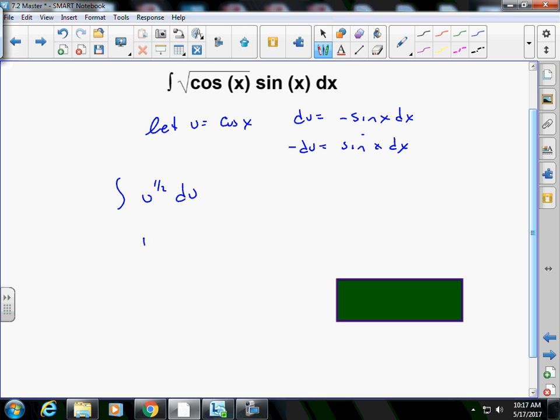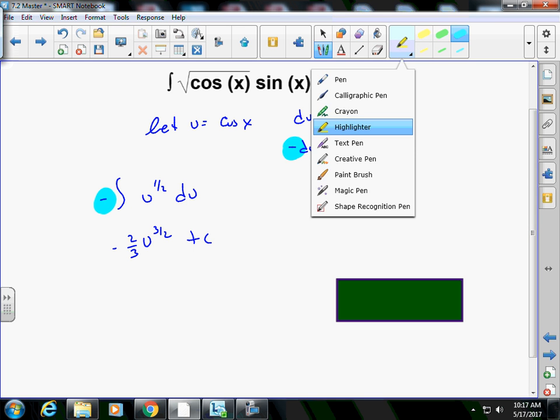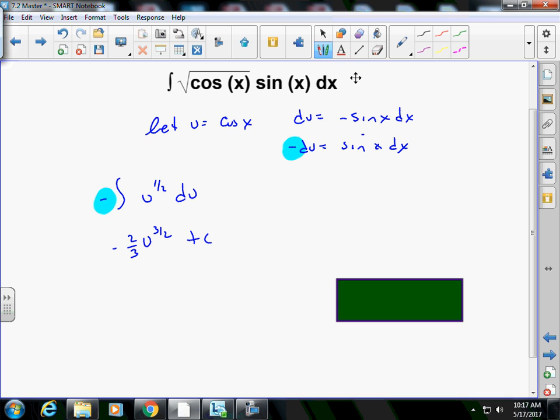I can integrate that easily. That's 3/2. I need a 2/3 here, plus a c. I don't want to forget my negative that was on the outside of that integration, right? Because I had this here. I need to have that negative there. So I don't want u. I want to have it in terms of the original thing. So I have cosine 3/2 x plus a constant.